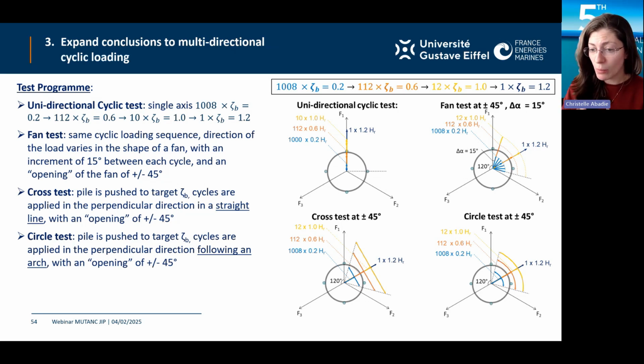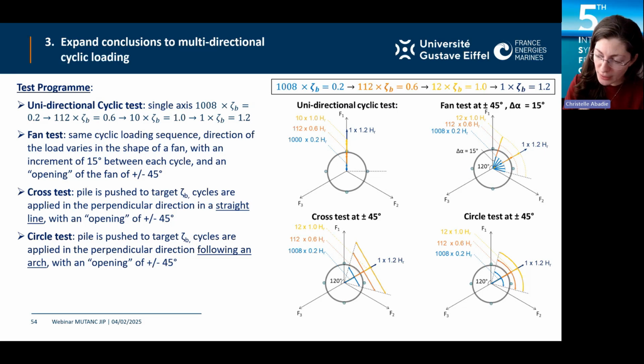So we have a fan test where instead of loading in the same direction, we vary the angle, in the same principle as for the monotonic multidirectional tests. Then we have a cross test, which is very important for offshore design, which corresponds to one maintained load that could be your wind, and then a wave in the perpendicular direction. And then a circle test, and this is purely an imagination of the mind, but by doing a circle instead of a cross, you maintain your load amplitude the whole way through and only vary the angle.